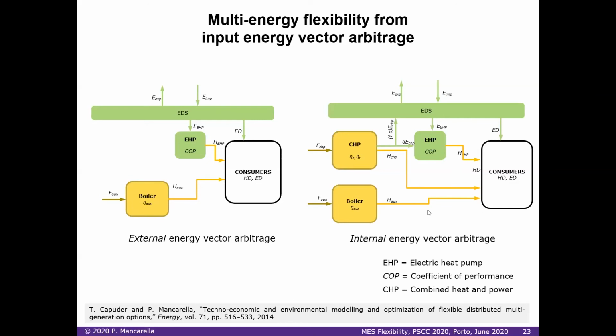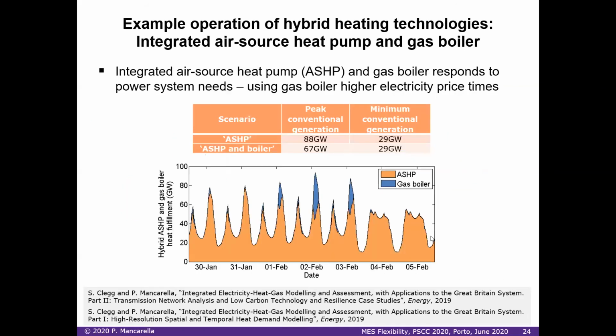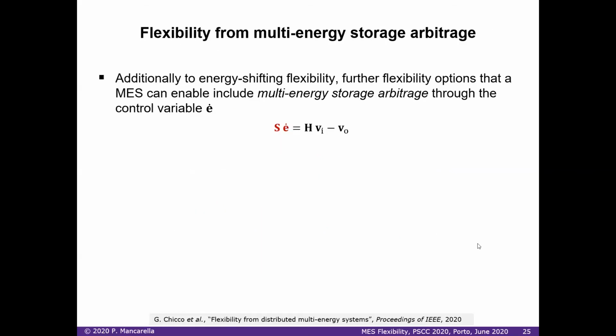However, as a final result, in both cases, you basically change the value of electricity that you are exchanging with the electricity grid. Why would you do this? Because, for example, if you have a system that is very, very peaky, like most European systems, like the UK system, by using gas boilers to cover the peaks, and by using these hybrid heat pumps, effectively you can save about 20 gigawatts of electricity peaking investment, because you use this sort of flexibility options.